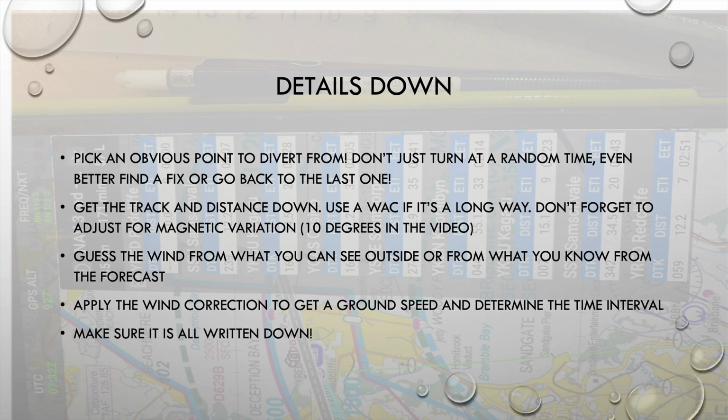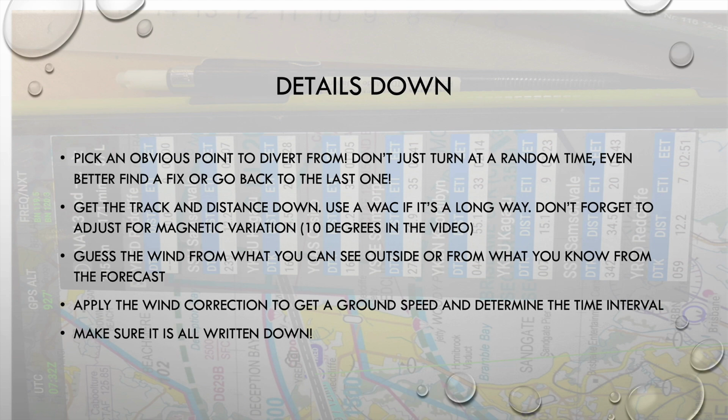Apply the wind correction and get a ground speed. Use that to determine the time interval. Now, a word of caution here. When you're measuring your distance, make sure you use the correct ruler. It can be really, really easy in the heat of the moment to put your ruler down, draw your line, measure your distance, and use the 1:250,000 scale on a 1:1,000,000 map, or the other way around. And what is in reality a 130-mile leg is measured at 25 miles. So make sure you use the right length of ruler. Make sure it's all written down.